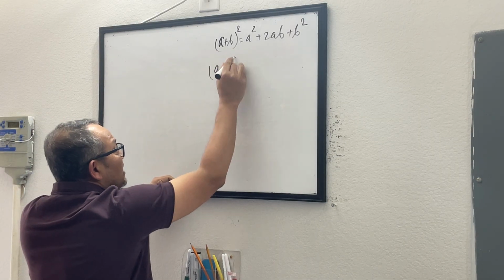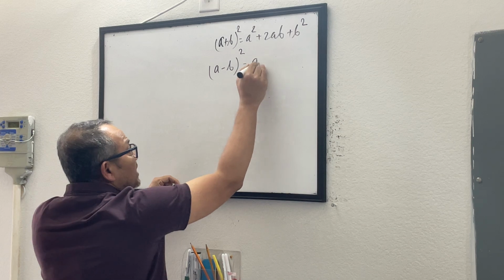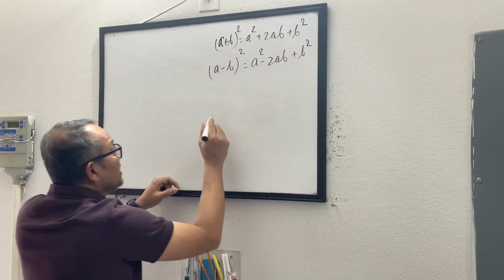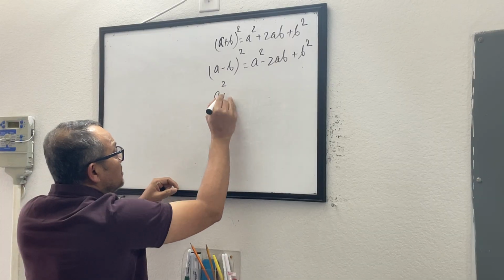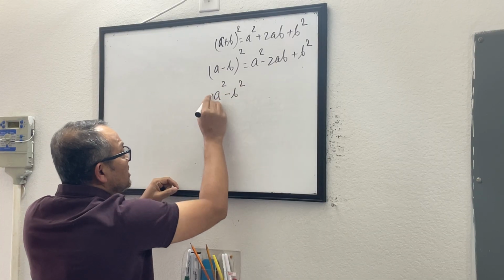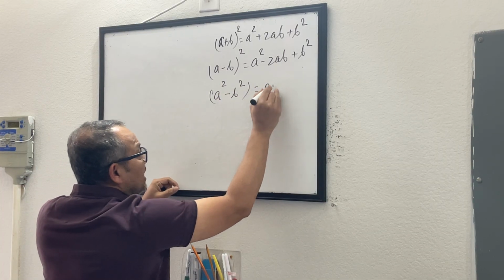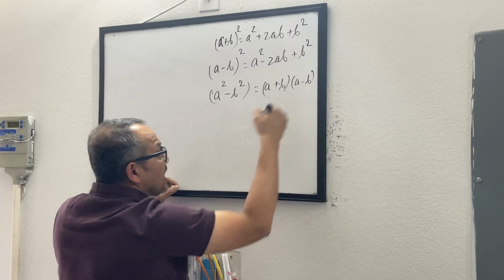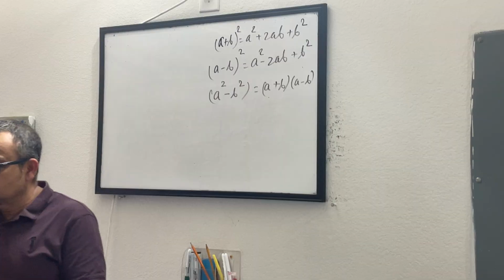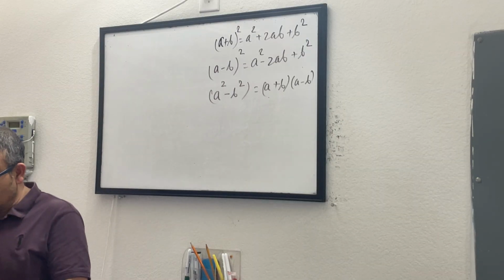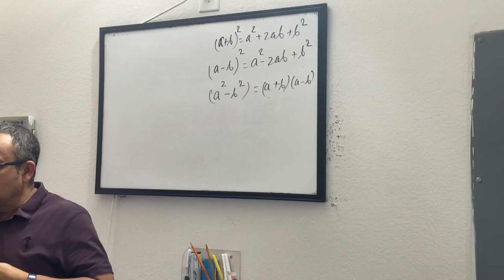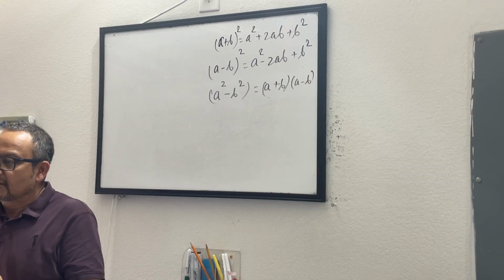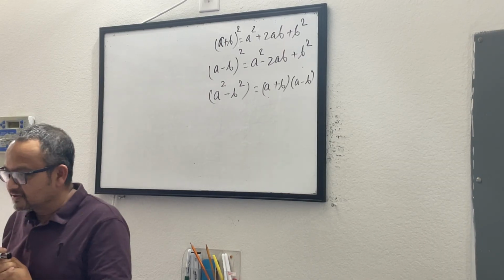Second one is a minus b whole square equals a square minus 2ab plus b square. And the third one that I'll introduce you guys to today is a square minus b square equals a plus b times a minus b. And then we will see how we can apply these identities for solving some quadratic equations, and then I will get you guys introduced to the quadratic formula.